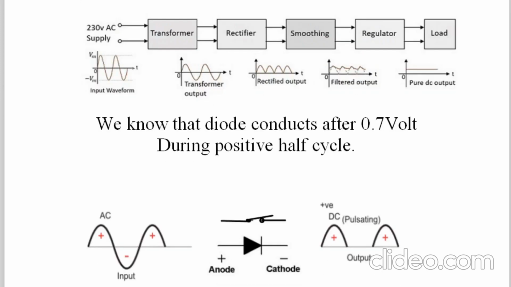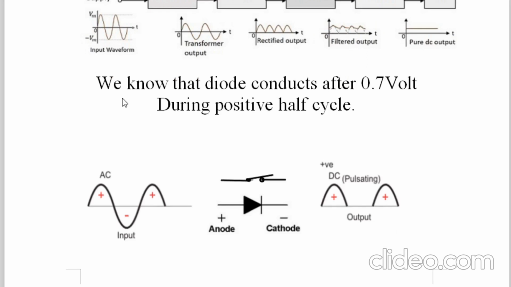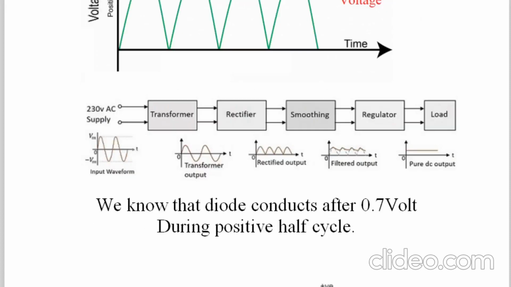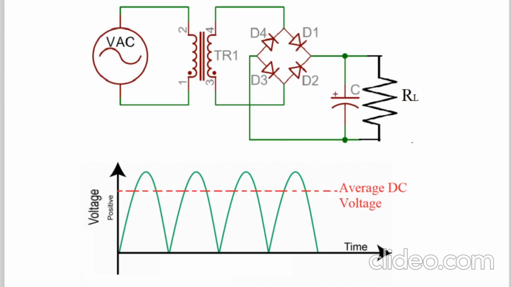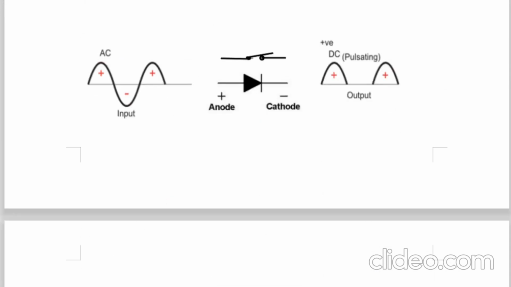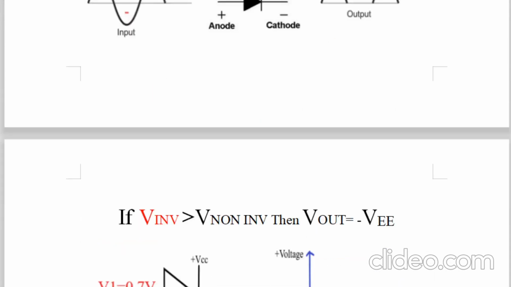So in this way, where is the problem? The problem is the diode. We know that a normal PN junction diode conducts only after 0.7 volt during the positive half cycle, and therefore up to 0.7 volt of the AC input voltage will not get rectified by any of these conventional rectifiers, half wave rectifier, full wave rectifier and bridge rectifier. Therefore we are going to study the precision rectifier.